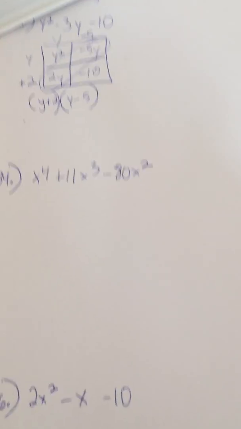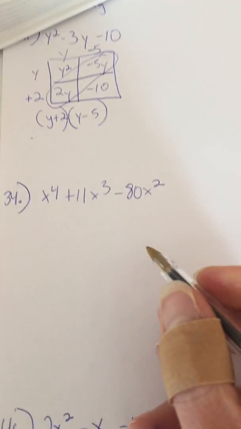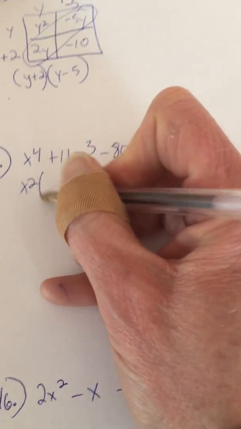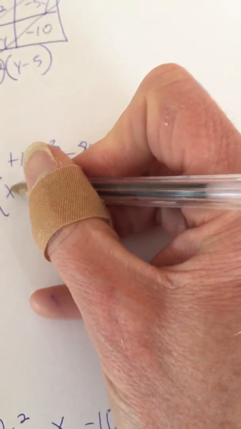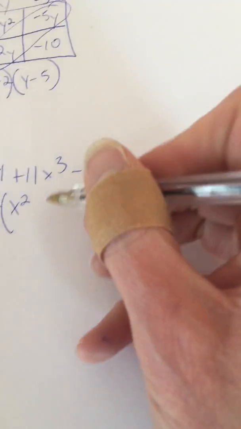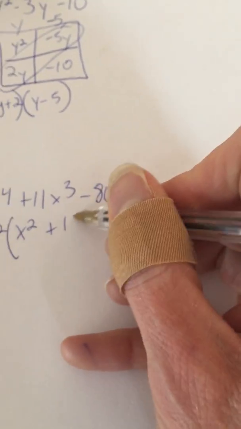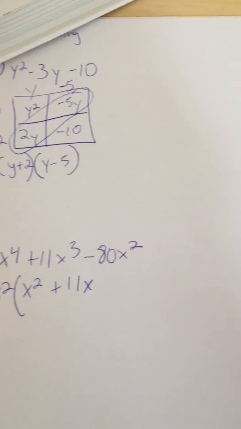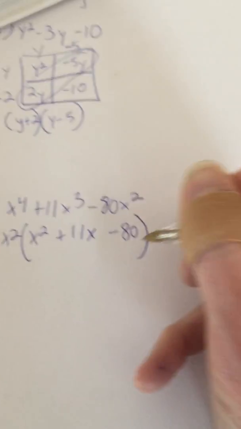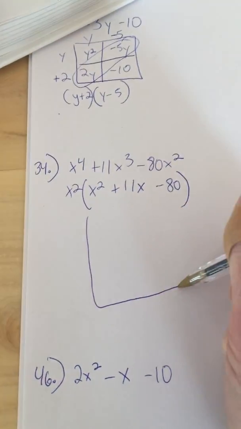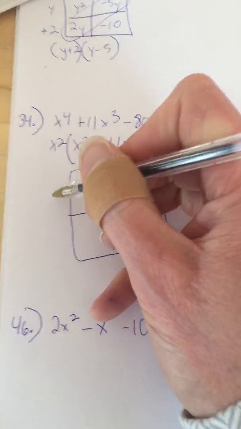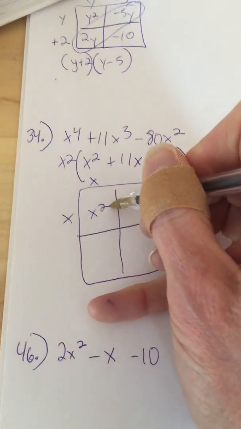And then problem 34 is a little bit harder because I'm going to pull out a factor. So I'm going to pull out this x squared, which will leave me with an x squared from x to the 4th. It will also leave me with a positive 11x, and it will leave me with just this negative 80 because the x squared is pulled out. So now once I have that, then I can use the box method. And for the box method, again, it's going to be x times x gives me x squared.